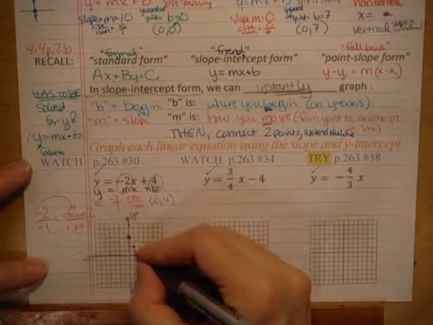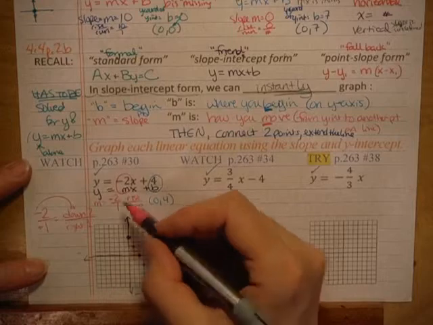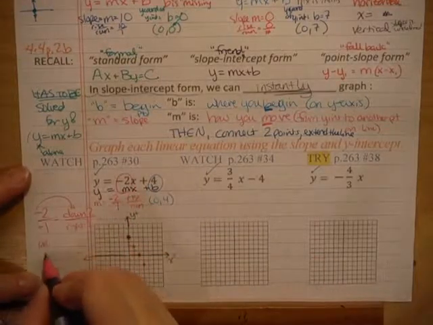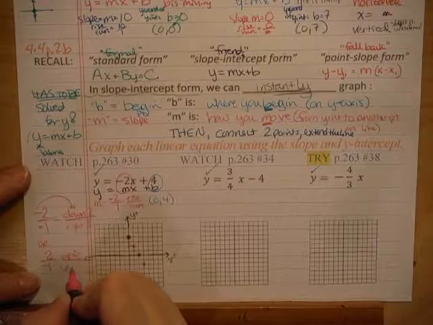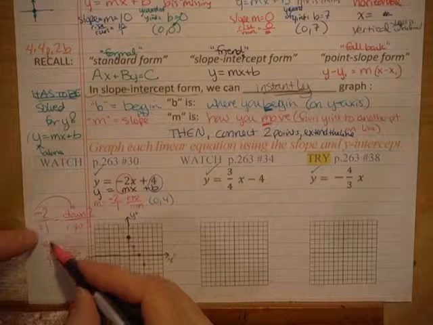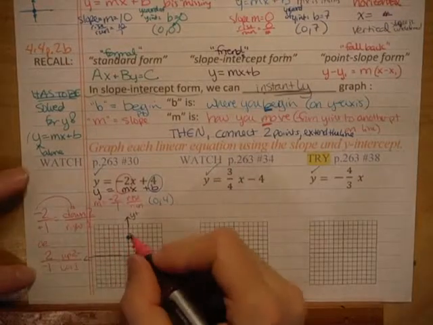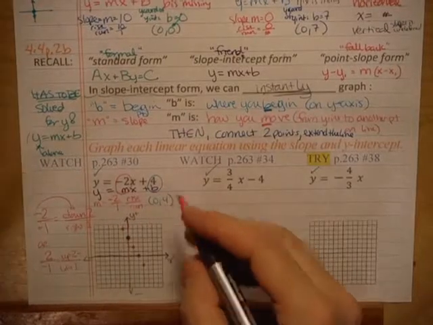You could go again to make yourself even more confident about these points. Down 2 to the right 1. You could even go 2 over -1. Up 2 and to the left 1. Those will also get you. Notice -2 over 1 is the same as 2 over -1. You could go up 2 and to the left 1 and you'll still land on that same line.